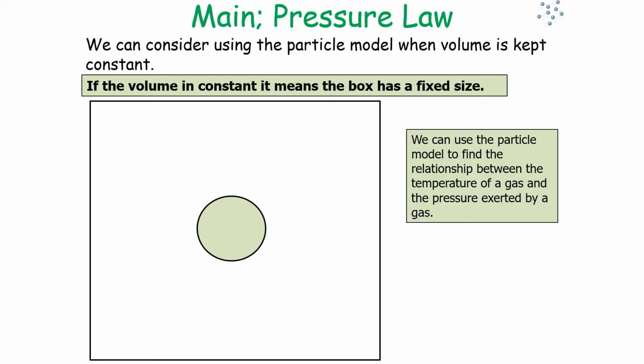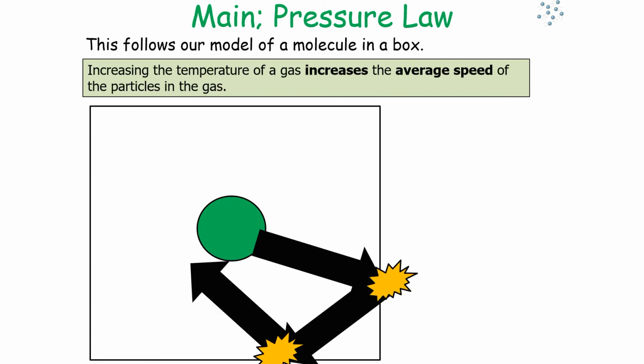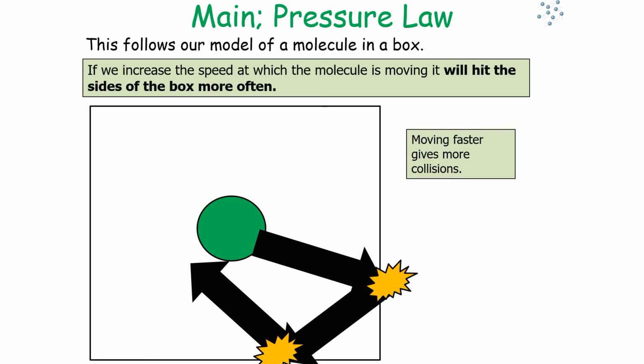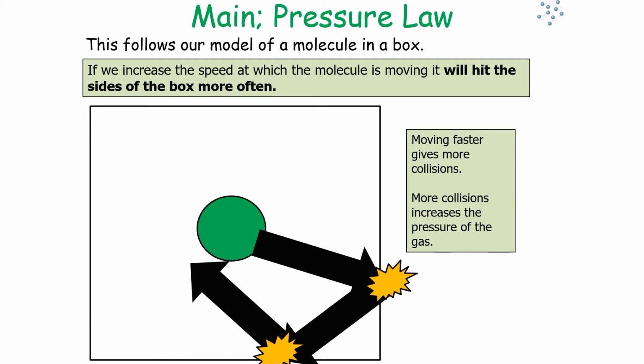If the volume is kept constant, it means that the box that the particles are contained in has a fixed size. Now we can use a particle model to find the relationship between the temperature of a gas and the pressure the gas exerts. So if we increase the temperature, we increase the average speed of the particles in the gas. So because they're moving faster at a higher speed, the particles will hit the side of the box more often, so moving faster gives more collisions, and more collisions increases the pressure of the gas.